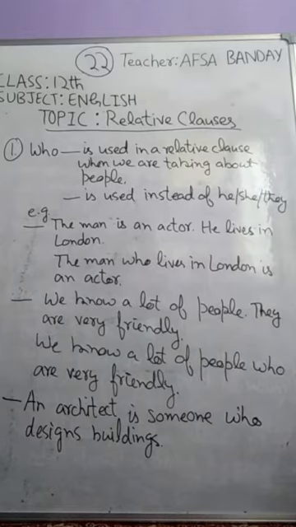Coming to the next example, we know a lot of people, they are very friendly. They here refers to people, not to we, and that's why when we have introduced the relative clause, we have placed it immediately after its antecedent. The example goes like this: we know a lot of people who are very friendly, because they here refers to people, not to we. Similarly, we say that an architect is someone who designs buildings. So who is used for people, and it replaces he, she, and they in a sentence.